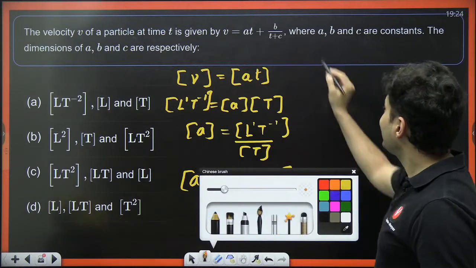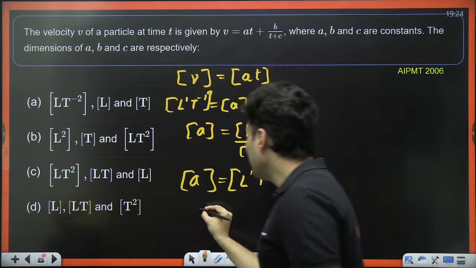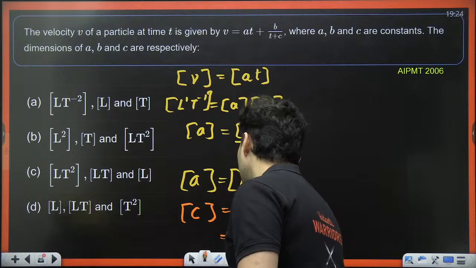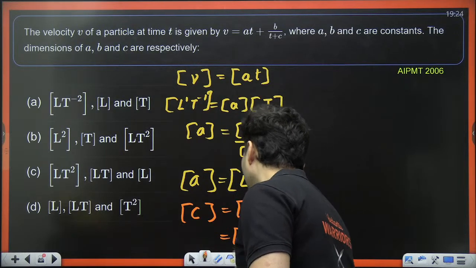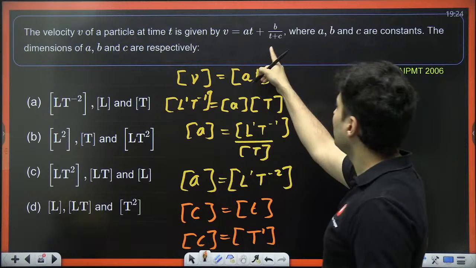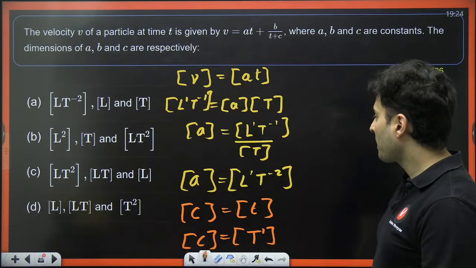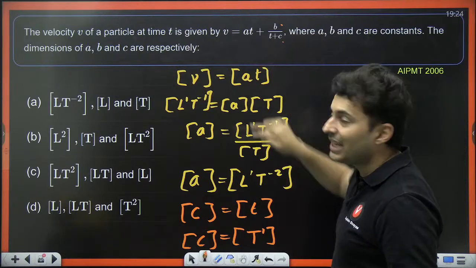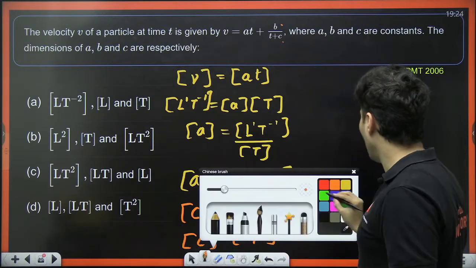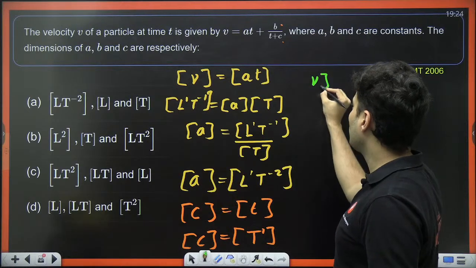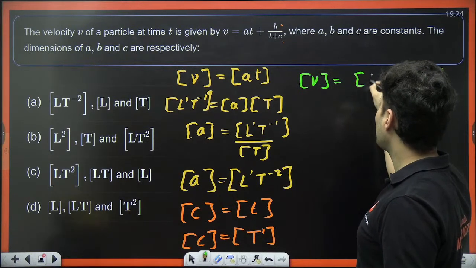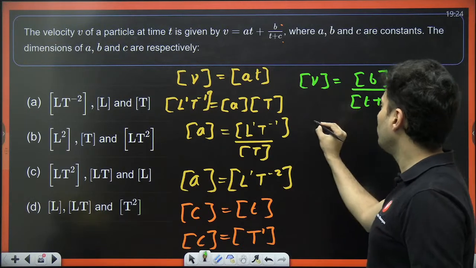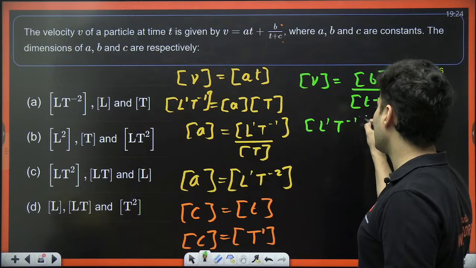If you notice, C is added with T. That means the dimension of C must be equal to the dimension of T. That means the dimension of C is T raised to 1 only, the same as the dimension of time. Because this by this is V dimensionally, can I not say the dimension of V will be the dimension of B divided by the dimension of T plus C? So V's dimension is L raised to 1, T raised to minus 1.